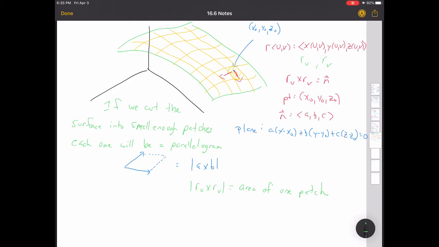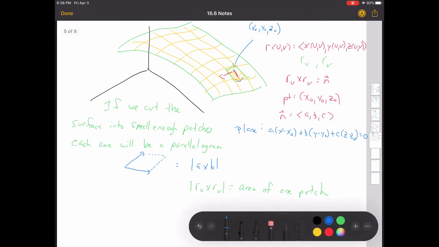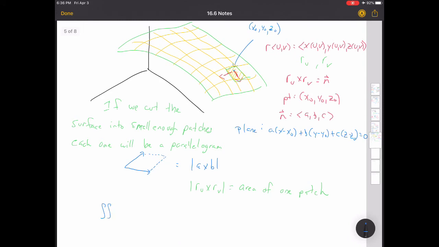So if I can find the area of this one specific patch right here, and I want to find the area of all of them and then add them all up, well, now we're talking about a double integral. So we're going to do a double integral over our domain of the magnitude of r_u cross r_v dA. And what that's doing is assuming that u and v in this case represent x and y. Again, it doesn't matter, it could be whatever variables we need it to be.